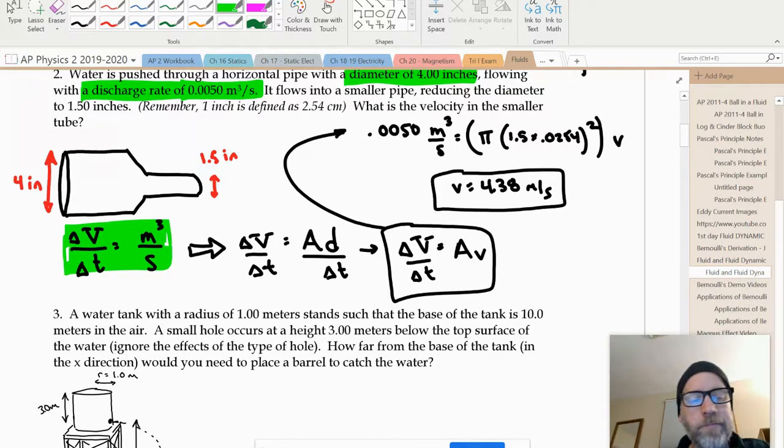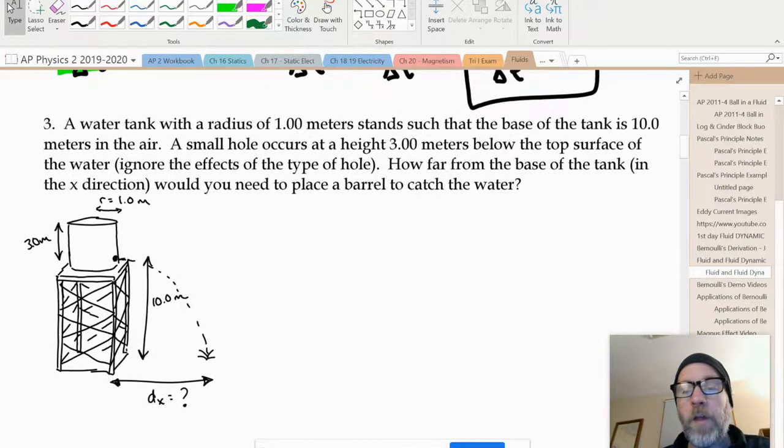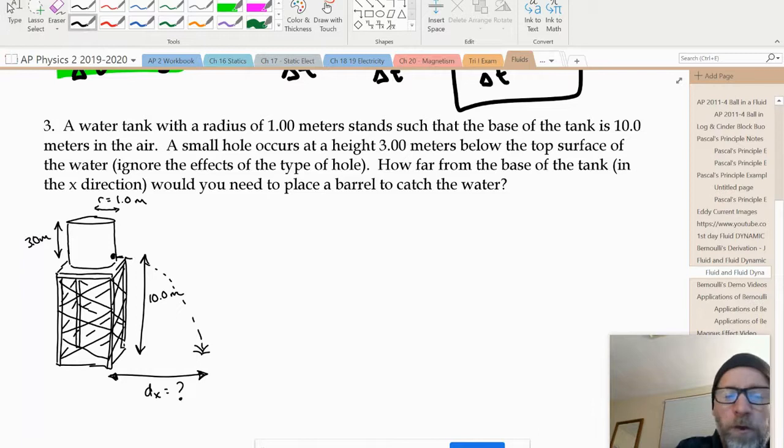All right. Number three. Number 3 actually is a really neat problem. Here we go. A water tank with a radius of 1 meter stands such that the base of the tank is 10 meters in the air. A small hole occurs at a height of 3 meters below the top surface of the water. How far from the base of the tank in the X direction would you need to place a barrel in order to catch the water? We are going to ignore the height of the barrel.